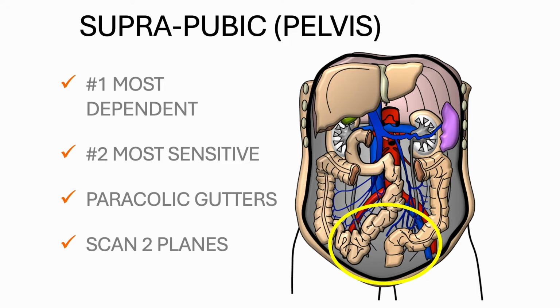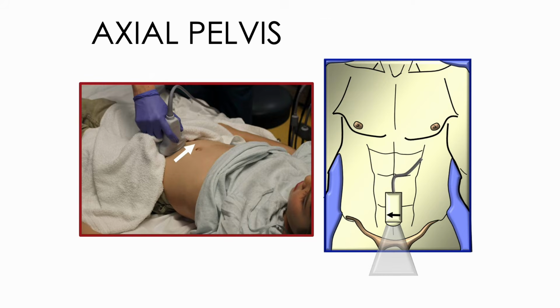Compared with the other areas that we've discussed thus far, where we only obtain images in one plane, we scan the pelvis in two planes. An axial view of the pelvis is obtained by placing the transducer just superior to the pubic symphysis and angled so that the ultrasound signal is directed downward into the pelvis. Here the probe indicator is toward the patient's right side.